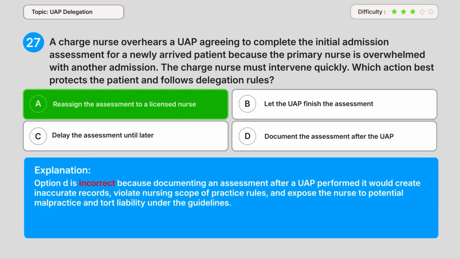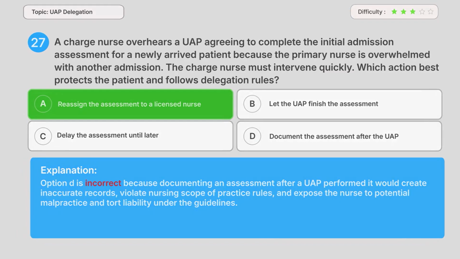Option D is incorrect because documenting an assessment after a UAP performed it would create inaccurate records, violate nursing scope of practice rules, and expose the nurse to potential malpractice and tort liability under the guidelines.